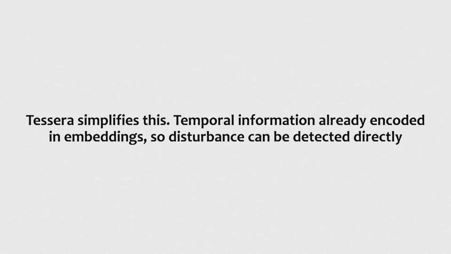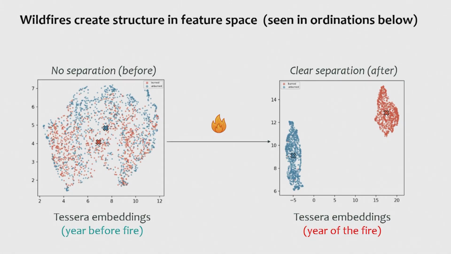So Tessera simplifies this by taking that temporal information and encoding it in the embeddings, so disturbance can be detected directly from the embedding. Does it work? So this is an ordination. It's called UMAP. It's a particular type of ordination. Look at the one on the right, and what we've got here is sites which have burned and unburned across America. And the fact that one is red and one's blue, the different spaces, show that the embeddings are really clearly picking up these fire events.